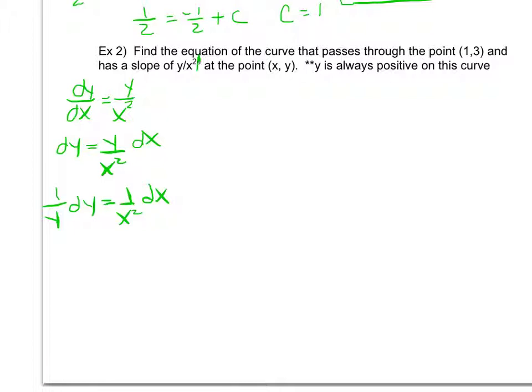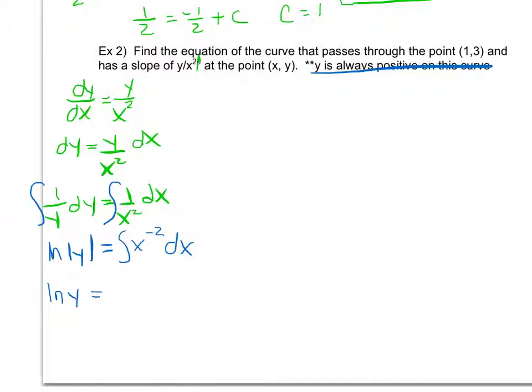So sticking in my integral, I see that 1 over y is right away going to become ln of the absolute value of y equals, and so I have 1 over x squared. Before I integrate this side, I'm going to bring the x squared to the top and make it x to the negative 2. Giving me, once again, ln of the absolute value of y, but because I was told that y is always positive, I can just make that ln y equals negative 1 x to the negative 1 plus c.